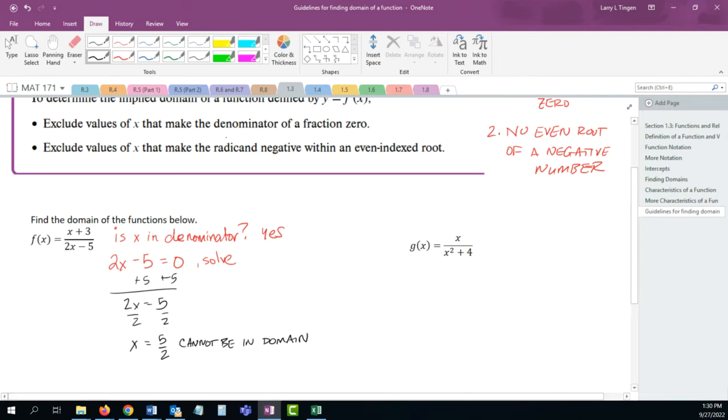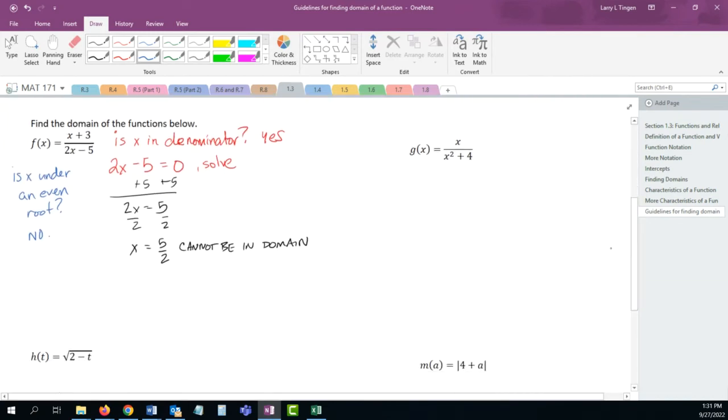So then the second part is I can't have the even root of a negative number. So then my second question is, is x under an even root? And the answer in this case is no. There are no roots in this problem at all. So I don't have to worry about rule 2. Rule 1, I've taken care of that. Rule 2 is not a problem.